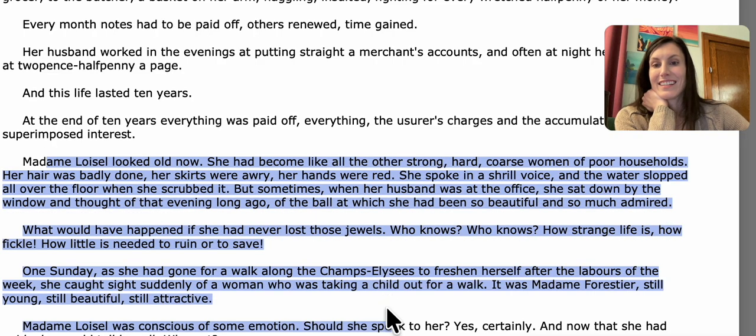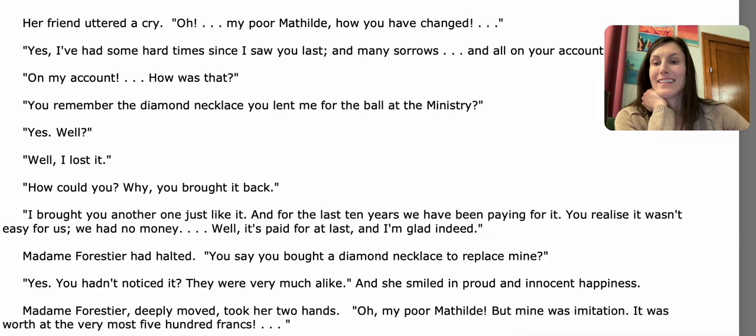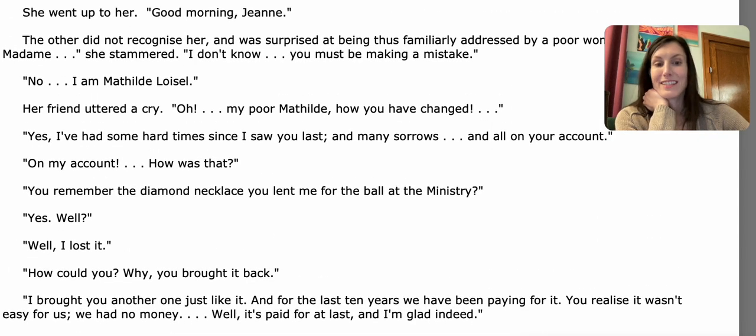And now this is her reality. So when she finally shows her face to her friend, her reality is the complete opposite of what she would have ever wanted. And that would be two examples of our motif, reality versus appearance.